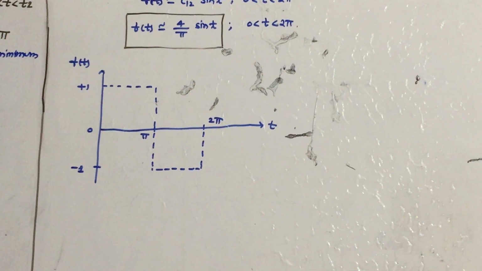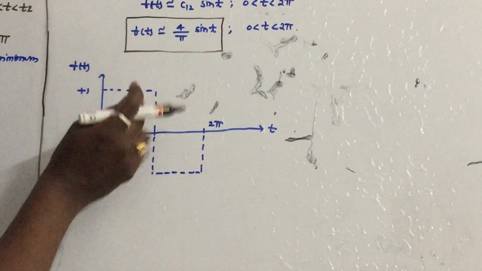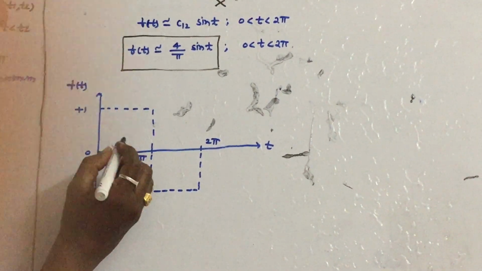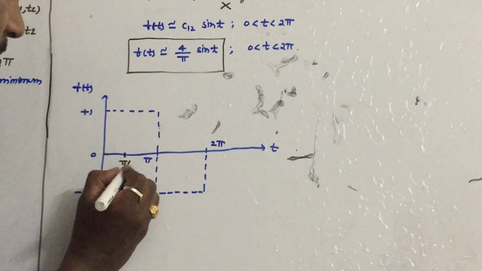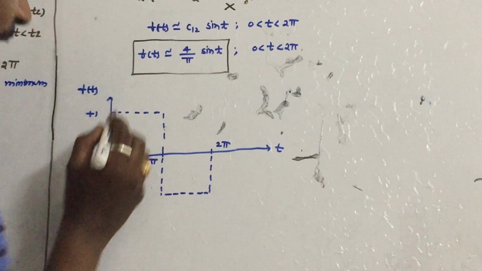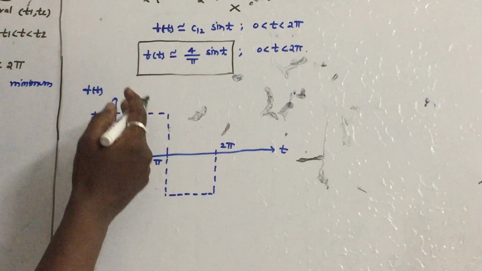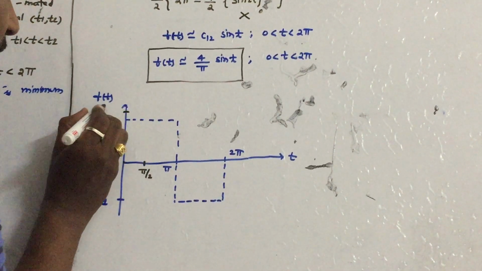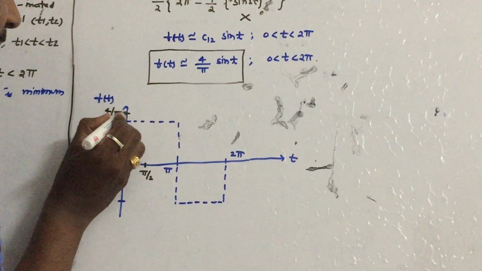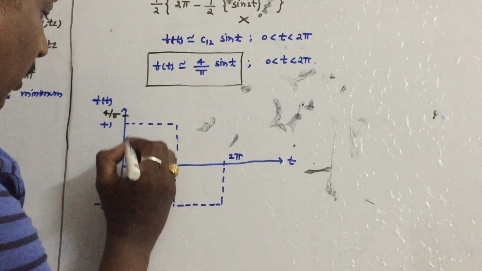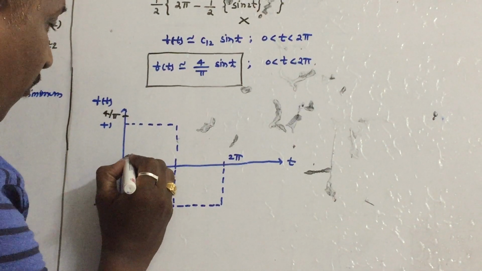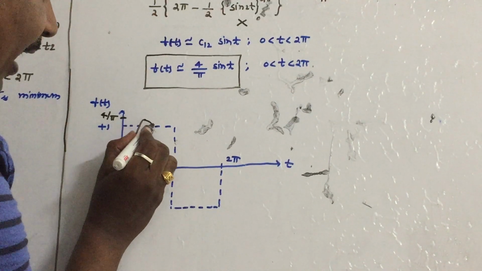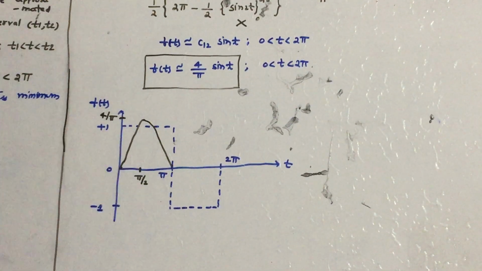So what is our approximated graph? 4 by pi sin t, that is the answer we got. Sin 0 is 0, and at pi by 2, sin is 1, so the amplitude reaches 4 by pi. 4 by 3.14 means it is approximately somewhere above 1. So at pi by 2 it reaches an amplitude of 4 by pi. At sin pi, again the answer becomes 0.